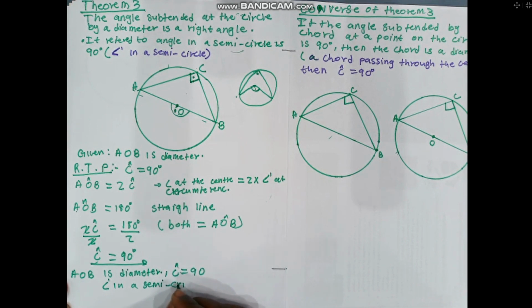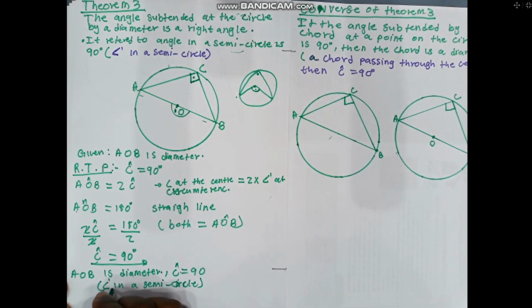This is the reason I need to see. I need to see this reason. It's very important. If you are being told that AOB is a diameter, then angle C is 90 degrees. Why? Angle in a semicircle.